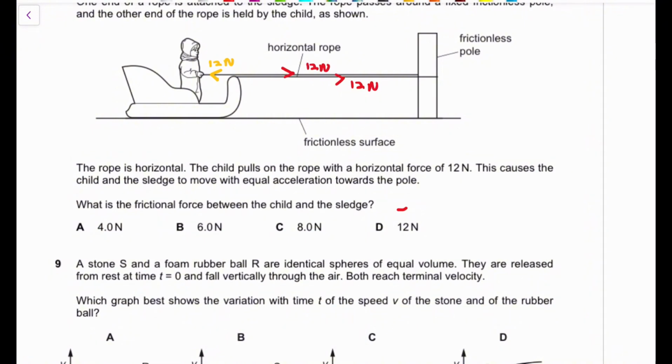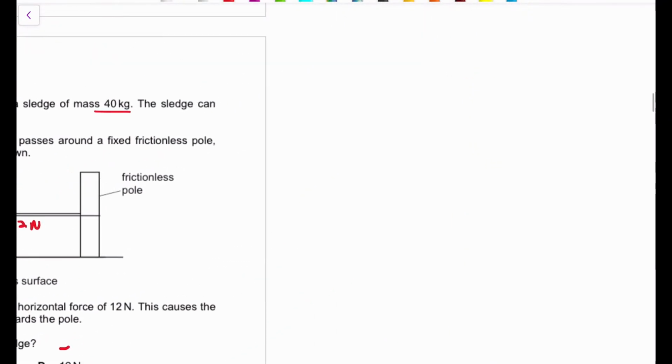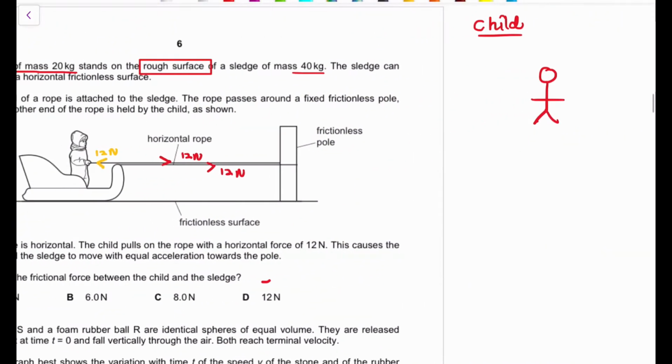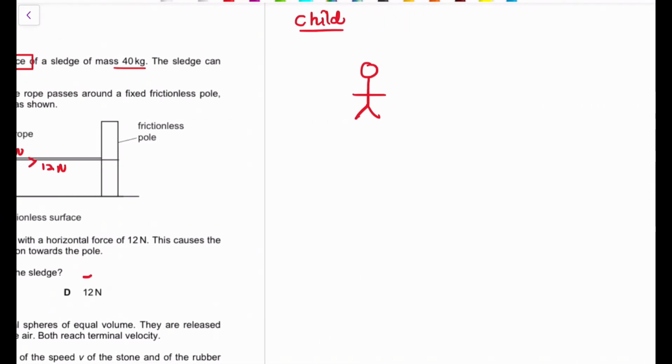So what are we going to do here? We have to consider two things. We can consider the child alone, as a separate system. So the first system is the child alone. Let's draw the child. The child is trying to move forward, holding onto a rope, and the rope has a tension of 12 newtons. So the child is going to push the rope forward with 12 newtons.